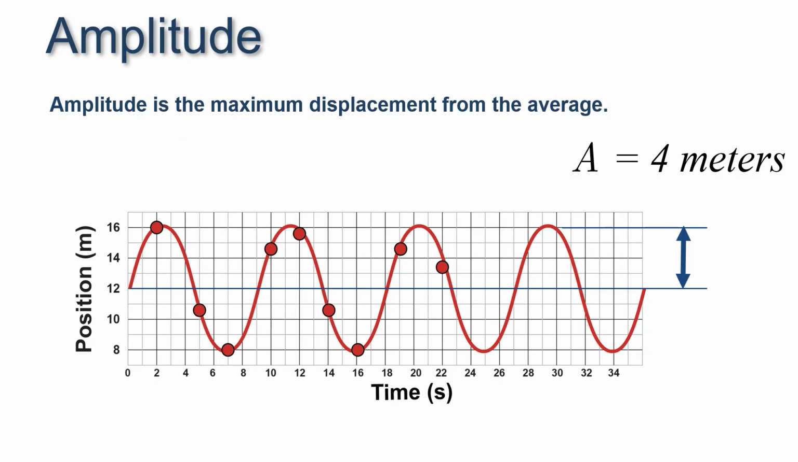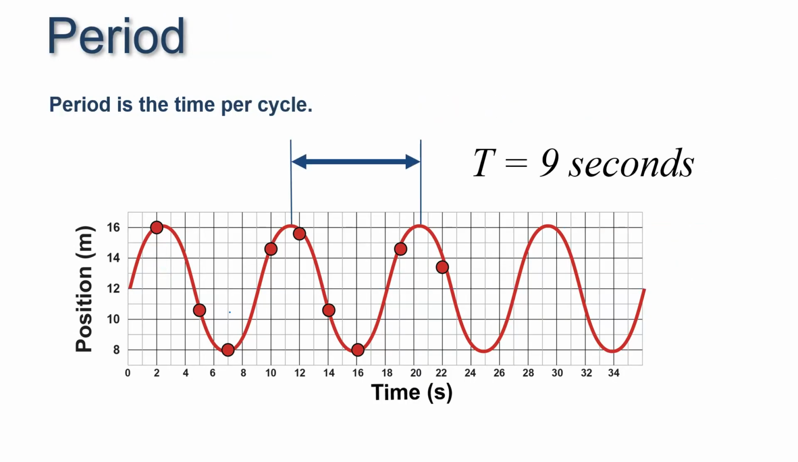Now the amplitude is 4 meters. How do I know it's 4 meters? Because we're measuring the position in meters. As I said before, from here to here is 4. From here to here is also 4. So that's the amplitude. The time from peak to peak is 9 seconds. So that's the period.